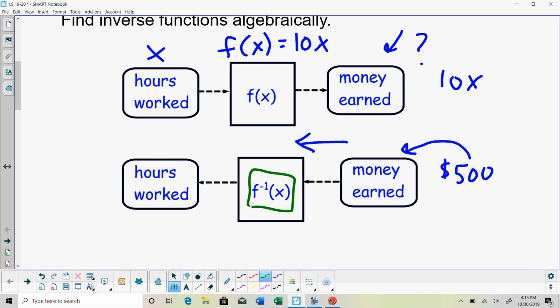So the inverse function in this case is going to be: take that total money earned, let's say we're entering x for that, and we're going to have to divide by 10. Take the total money we earn, divide by 10, and we'll get the hours that we work to get that money. So if we're trying to earn $500, 500 divided by 10 is 50. So we would have to work 50 hours to make that much money.